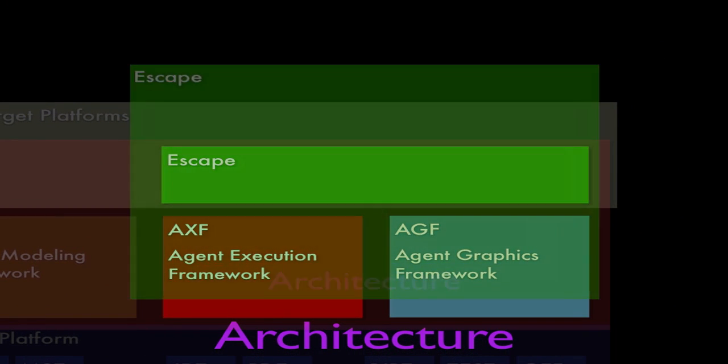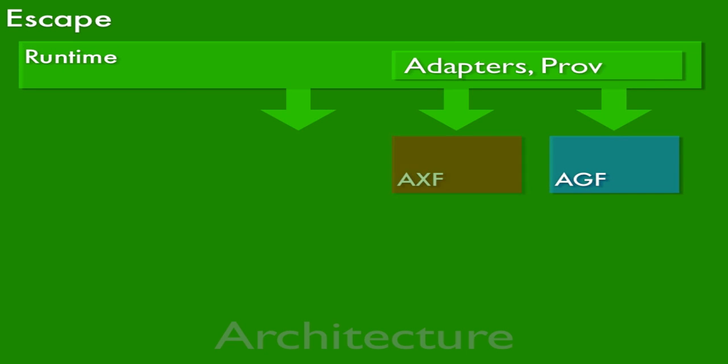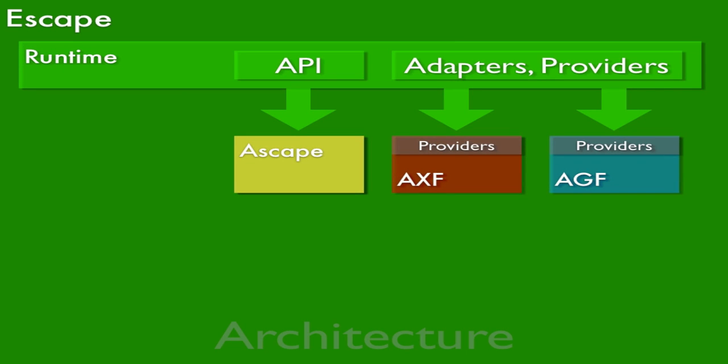Then we have Ascape, and Ascape's an example of how we use these different tools together. The really important thing about the design of AXF and AGF is that they're very lightweight, and they're focused on providing interfaces. So, for example, AXF itself does not have an agent-based model scheduling engine. It just provides an IEngine interface that scheduling engines can adapt to, and Ascape does that, for example. Similarly with AGF, it provides a set of visualizations, but people can extend it with whatever other visualizations they want.